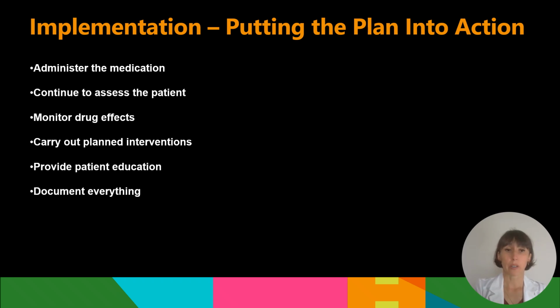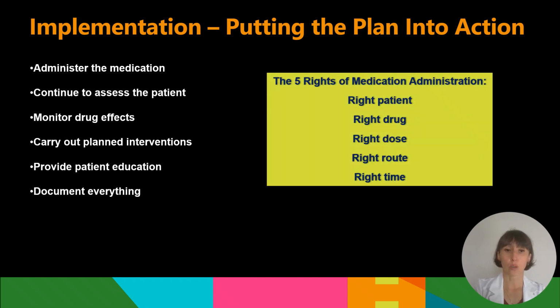We need to document everything clearly and precisely. This also means applying the 5 rights of medication administration: choosing the right patient, the right drug, giving the right dose, through the correct route, and at the right time. And you will see in different texts, many different rights are added to these 5 rights, such as right documentation, right to refuse medications, and many more rights. But these are main 5 rights that you really need to remember and follow every time you administer your medications.